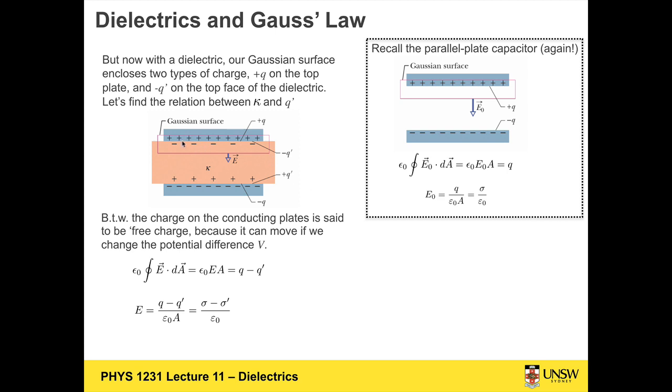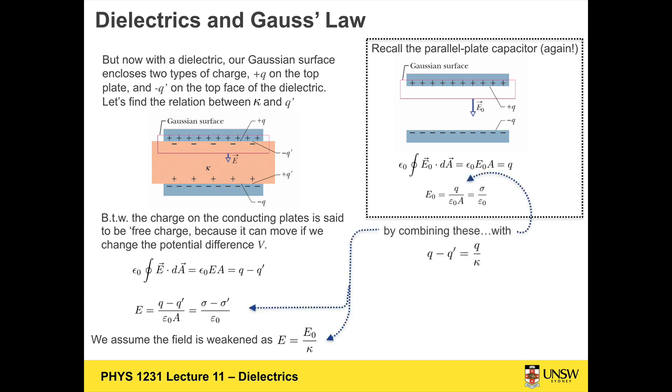We mentioned that the charge on the conducting plates is said to be free charge because it can move if we change this potential difference between the two plates. And we wrote some equations using Gauss's law, and we were able to derive some equations to relate the induced charge Q prime, the so-called polarization charge.